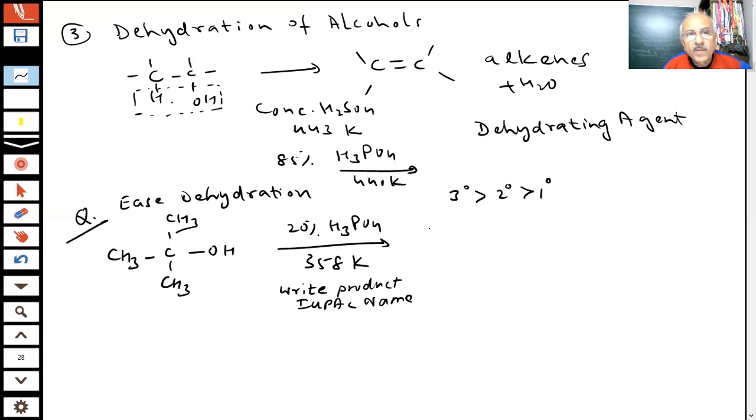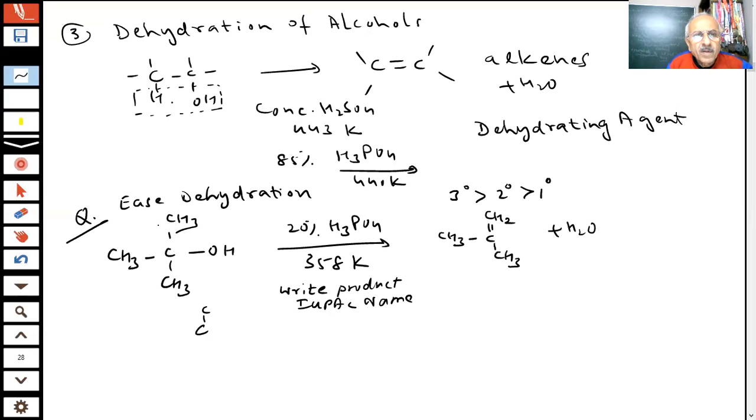What is the answer? CH3C double bond. You will get an alkene. OH and H will leave. So what will be the left out? Plus H2O. We need not write this. What will be the IUPAC name of this compound? How it happens? You can see that. You can take all those three as equal. All these three are equal.